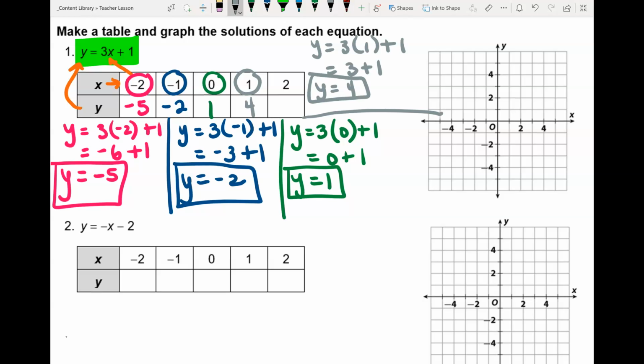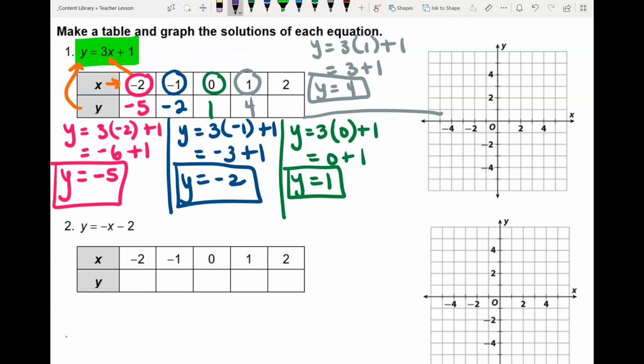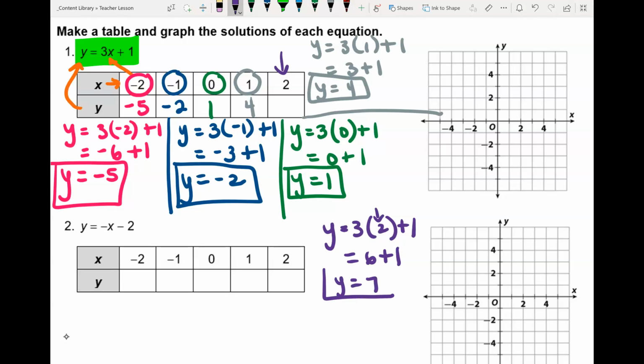Okay, and then I have one more. What happens if x is 2? And I'm going to go down here. y equals 3 times 2 plus 1. All I'm doing is substituting the numbers into the x value. So that would be 6 plus 1. Now y is equal to 7. When x is 2, y is 7.